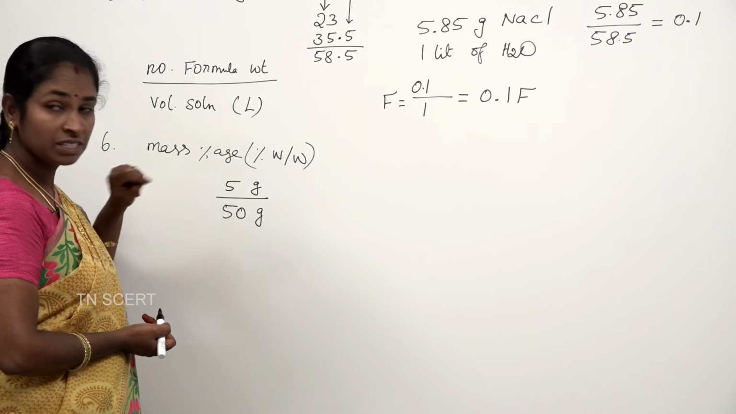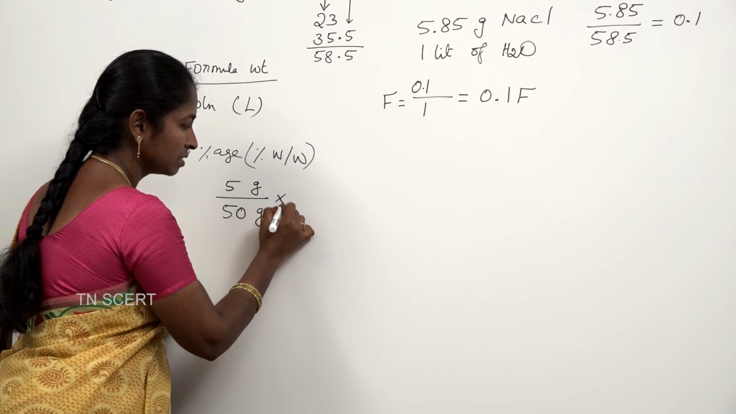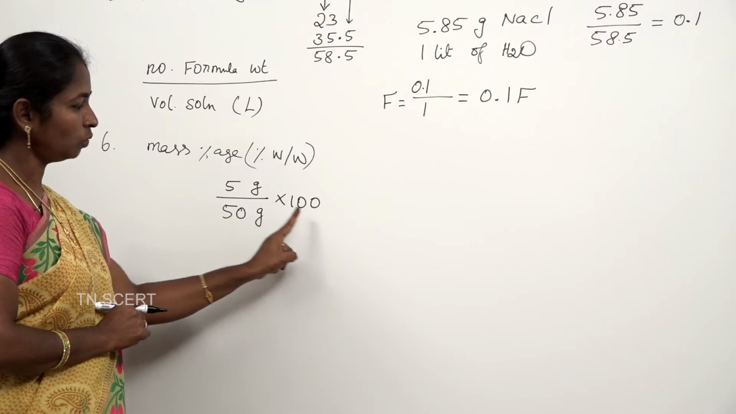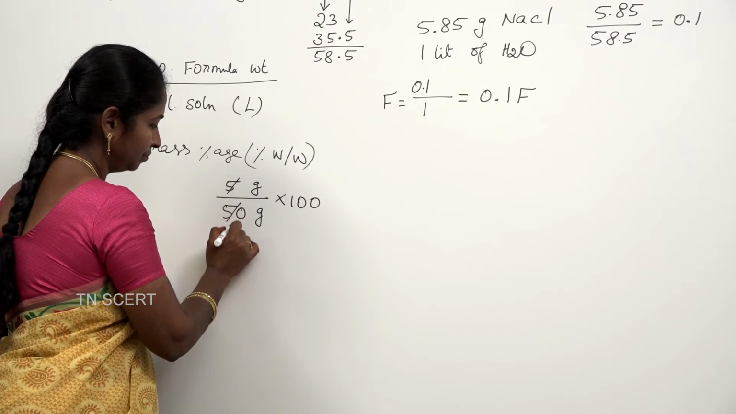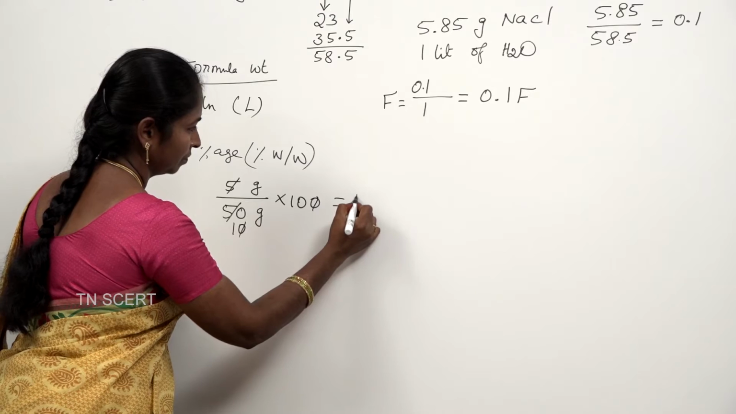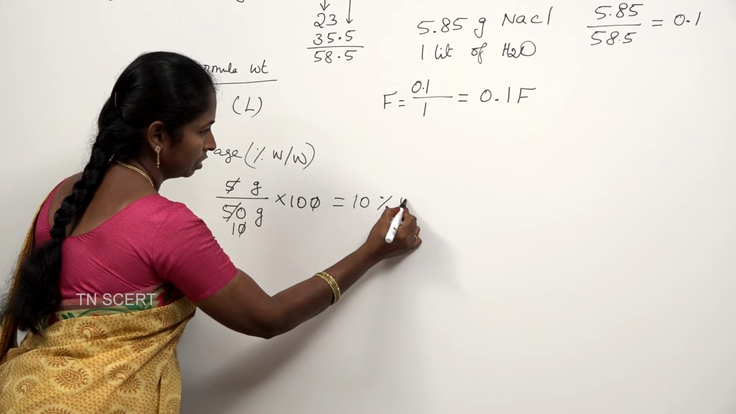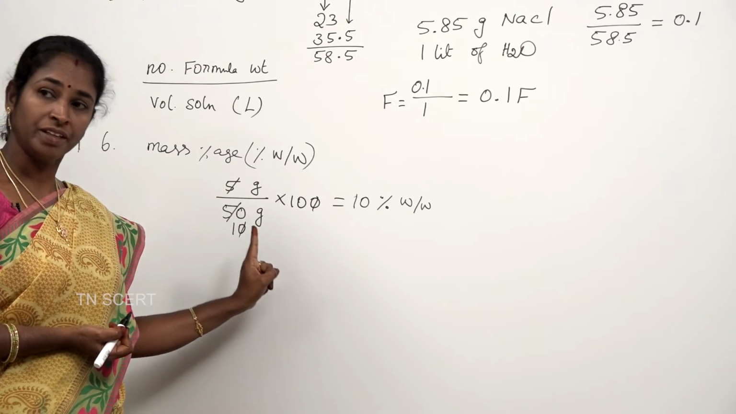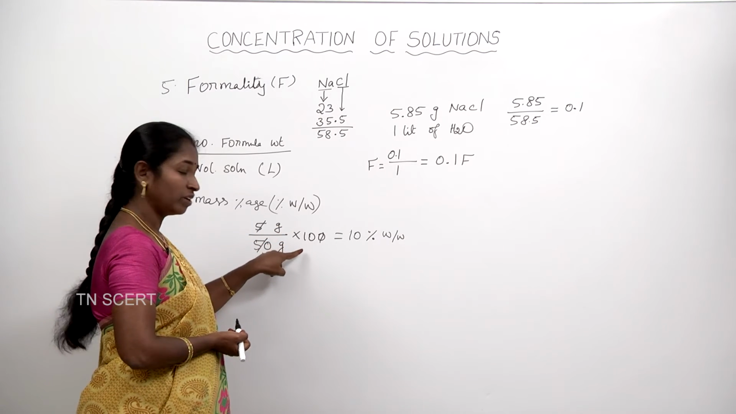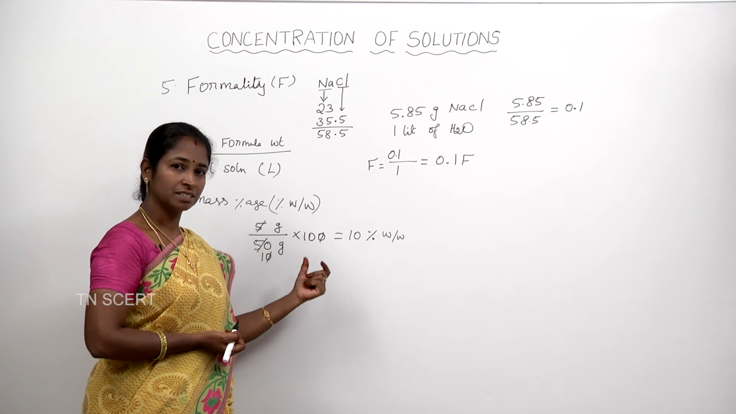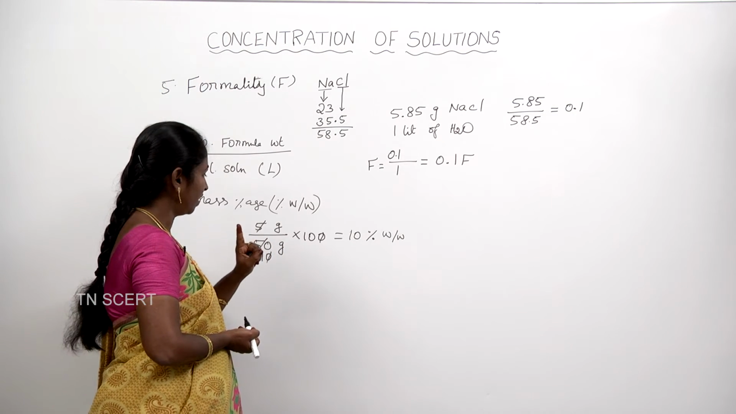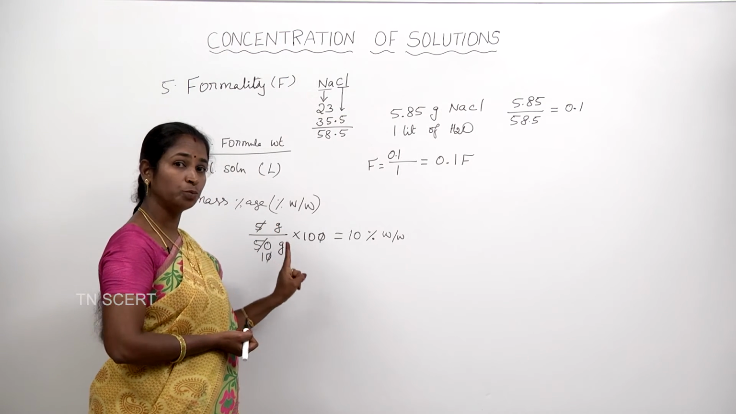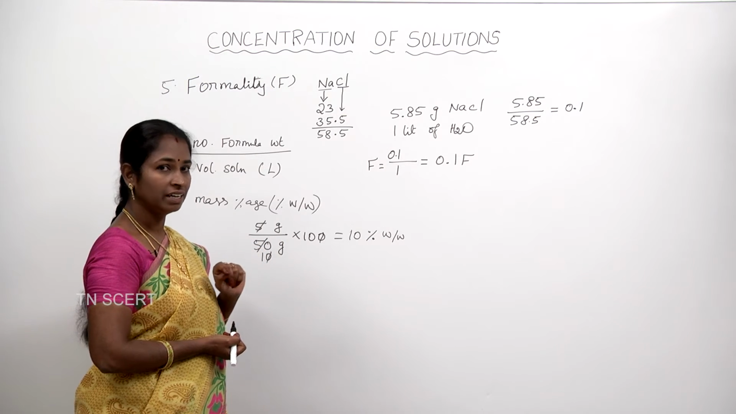So, 50 gram contains 5 gram. You know percentage means for 100. So, 5 divided by 50 into 100, which is equal to 10 percentage W by W. This is the mass percentage of the particular ointment. In this way, you can calculate mass percentage for any substance, any solution. Here you have to keep one thing in your mind. The mass or weight of the solute as well as solvent should be given in gram. The unit should be given in gram only.